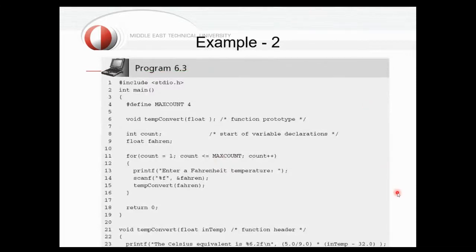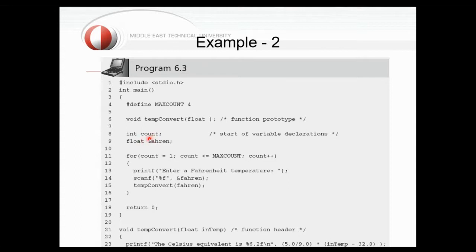All right, let's take a look at the second example here. What we are doing here: first, we are defining max count as 4, and we have the function prototype here. So this is the name of our function. The input has float type, and the output is void. It shows that most probably inside the function header, I will have printf.